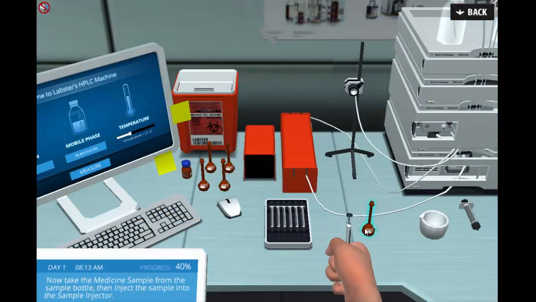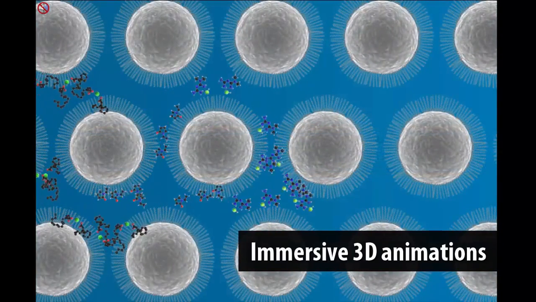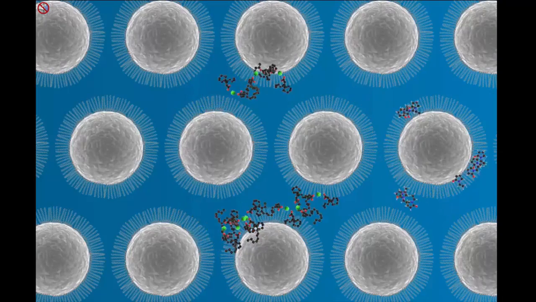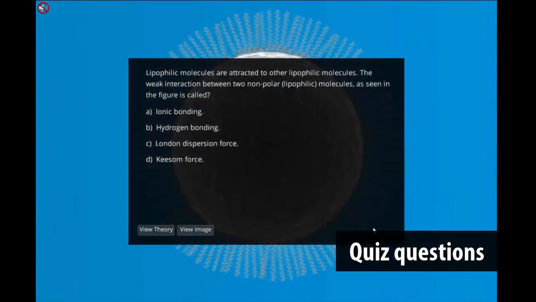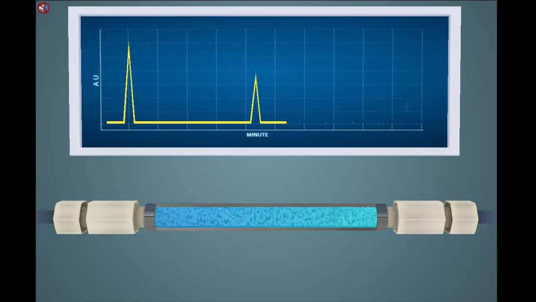During the experiment, students will be able to visualize the lipophilic interaction between analyte and both the stationary and mobile phase by watching a 3D animation. Quiz questions throughout the lab check the students' understanding of the HPLC technique.